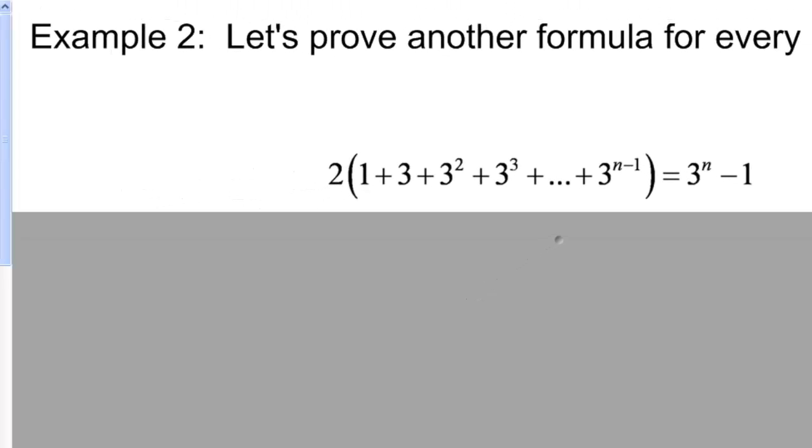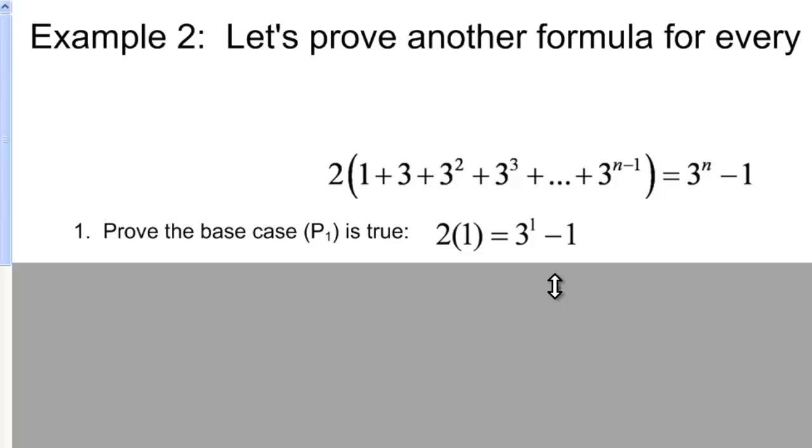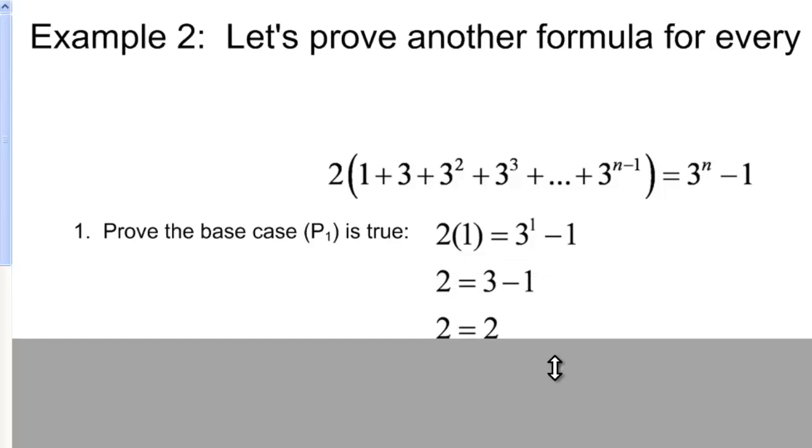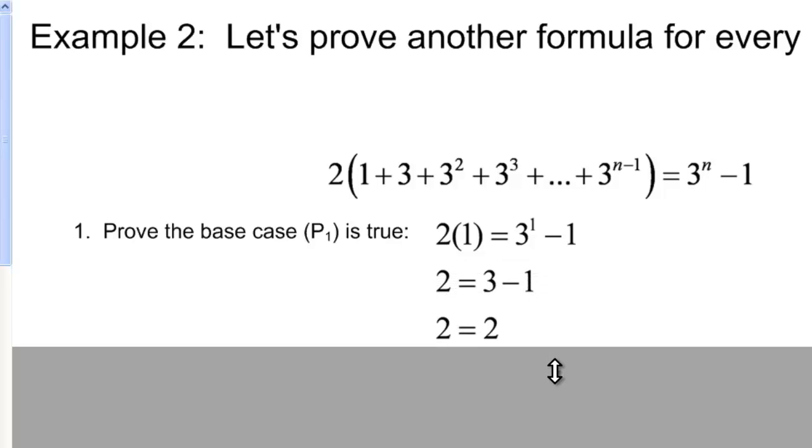So our first step of mathematical induction is we have to push down the first domino. We've got to prove that the base case is true. So the first term of the series is 1. So if I take 2 times 1, which is the first element or the first term of the series, that would equal 3 to the first power, and I'm using n equals 1 because it's my base case, minus 1. When I do the simple arithmetic, 2 is equal to 3 minus 1, and 2 is equal to 2. So I have successfully proved that the base case is true. I've knocked down the first domino.